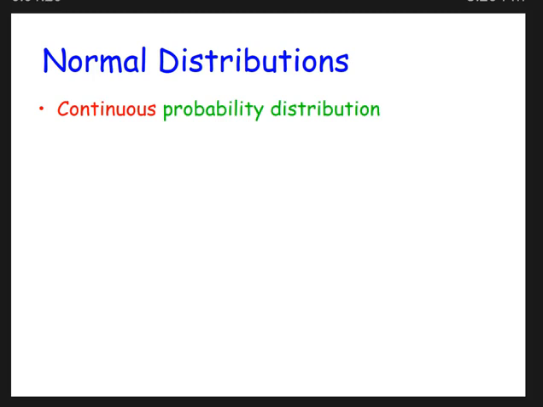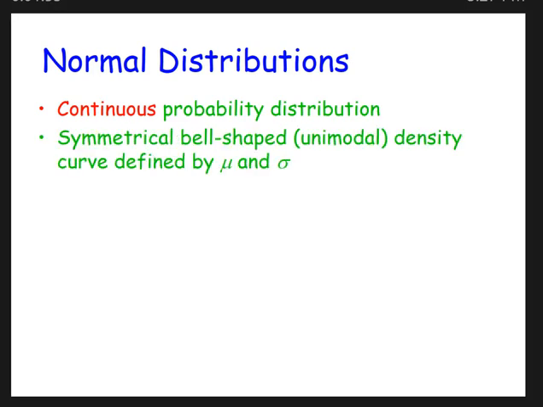They're all continuous. Remember, continuous means that there's an infinite number of values in between any two points, any two numbers. So that means that the probability of a single number occurring has to be 0, because if there's an infinite number of them, they would add up to be something larger than 1. And so when we're dealing with continuous probability distributions, we're looking at the probability of being within a certain range rather than being equal to a specific value.